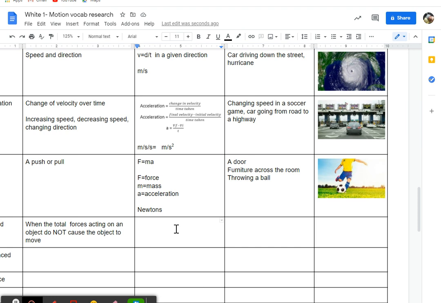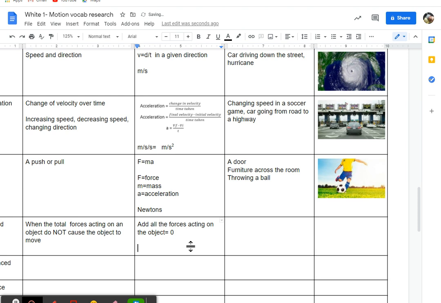So for balanced, it's not moving. So add all the forces and it would equal 0. Okay. So what would we measure a balanced force in? Newton. Perfect.